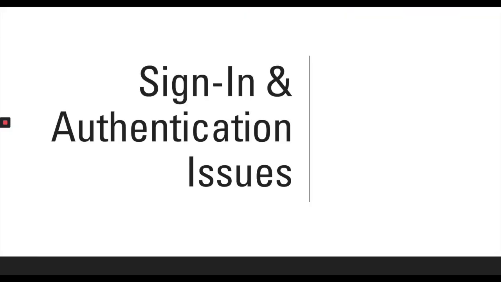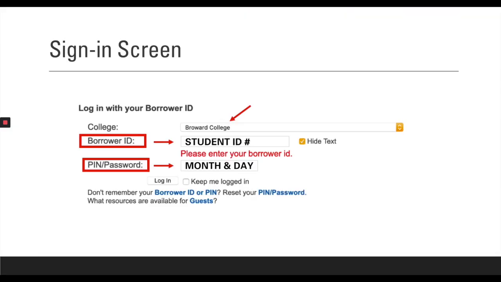Sign-in and authentication issues. If you are prompted to sign in in order to view an article, the screen will look a lot like this. Make sure that you have selected Broward College as your college, and for your username or borrower ID, you're going to use your student ID number. For the PIN and password, you're going to use the month and the day of your birth. Please do not include the year.